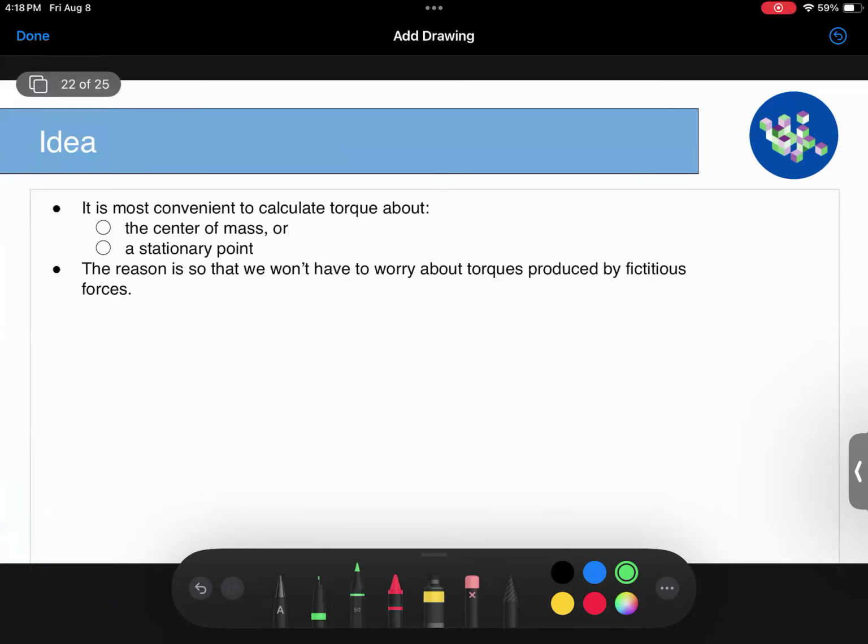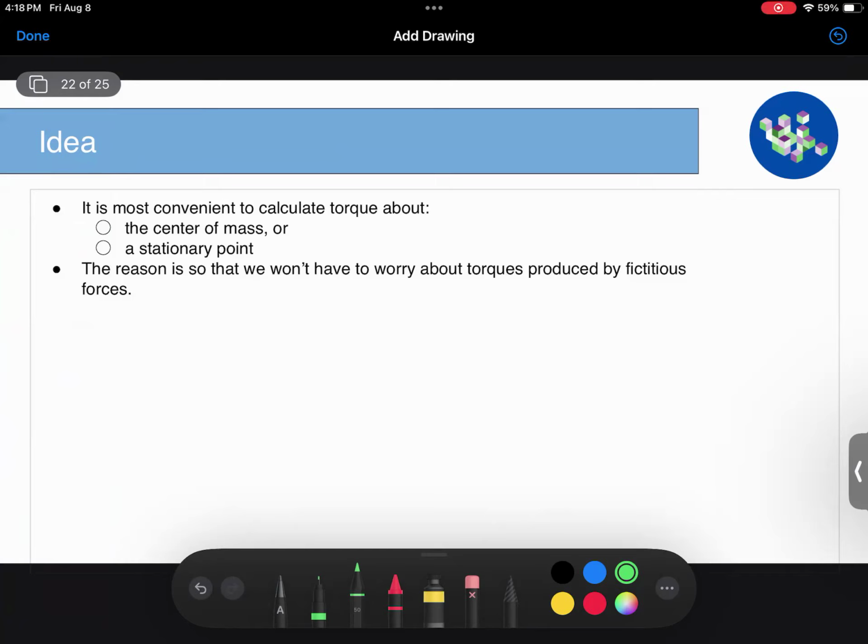So here's a good idea. It is most convenient to calculate torque about the center of mass or a stationary point. The reason is so that we won't have to worry about torques produced by fictitious forces. What do I mean by that?